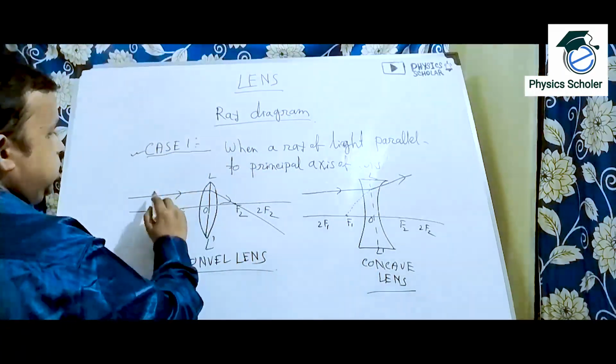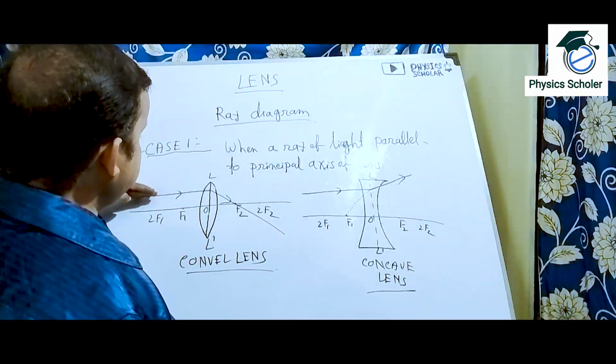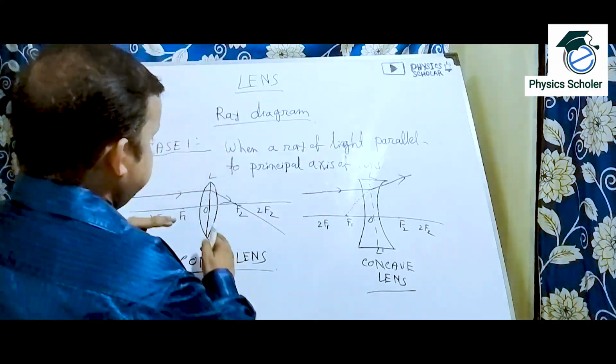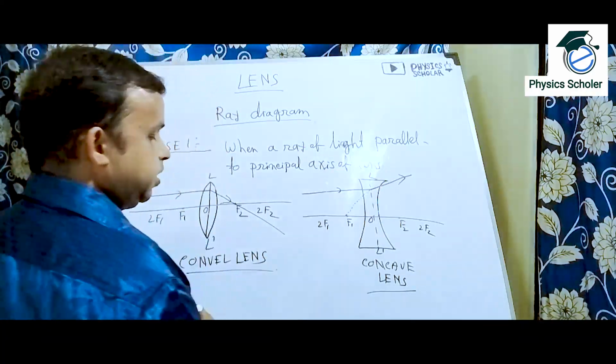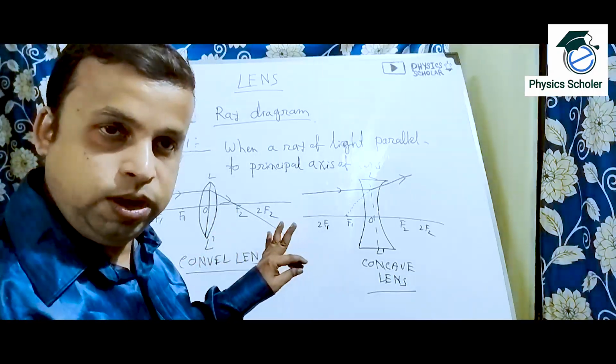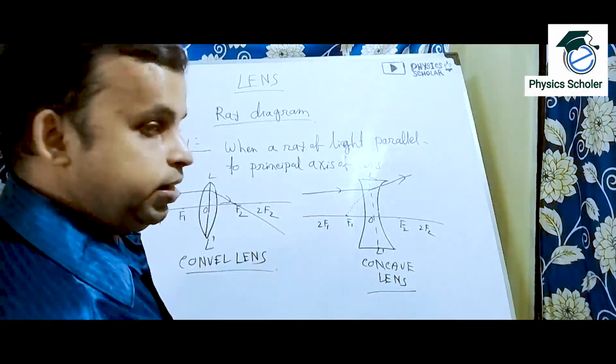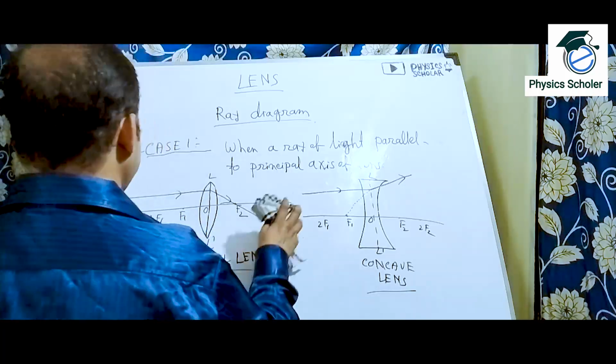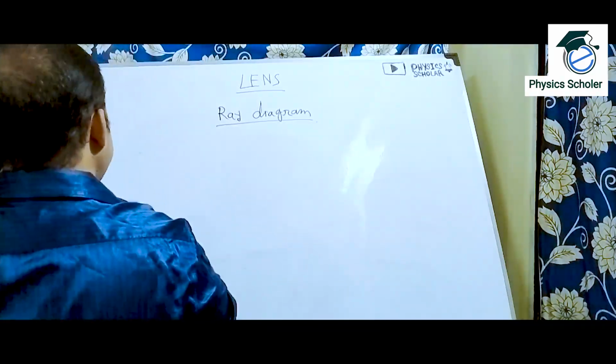So it is case number one, when a ray of light parallel to the principal axis is incident on a convex as well as a concave lens. Then what should be the direction of the refracted ray? I think it is clear for you now. Now let us move to case 2.